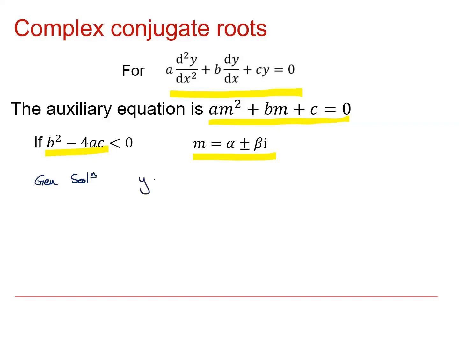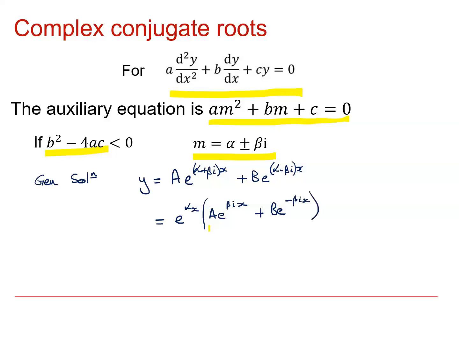I'm going to get that y is equal to A e to the (alpha plus beta i)x plus B e to the (alpha minus beta i)x. Well, I can take out a factor of e to the alpha x, so I'm going to get e to the alpha x times (A e to the beta i x plus B e to the minus beta i x). And we've already seen that this can be written in terms of cosines and sines, so I'm going to get a general solution that is e to the alpha x times (P cos beta x plus Q sin beta x).